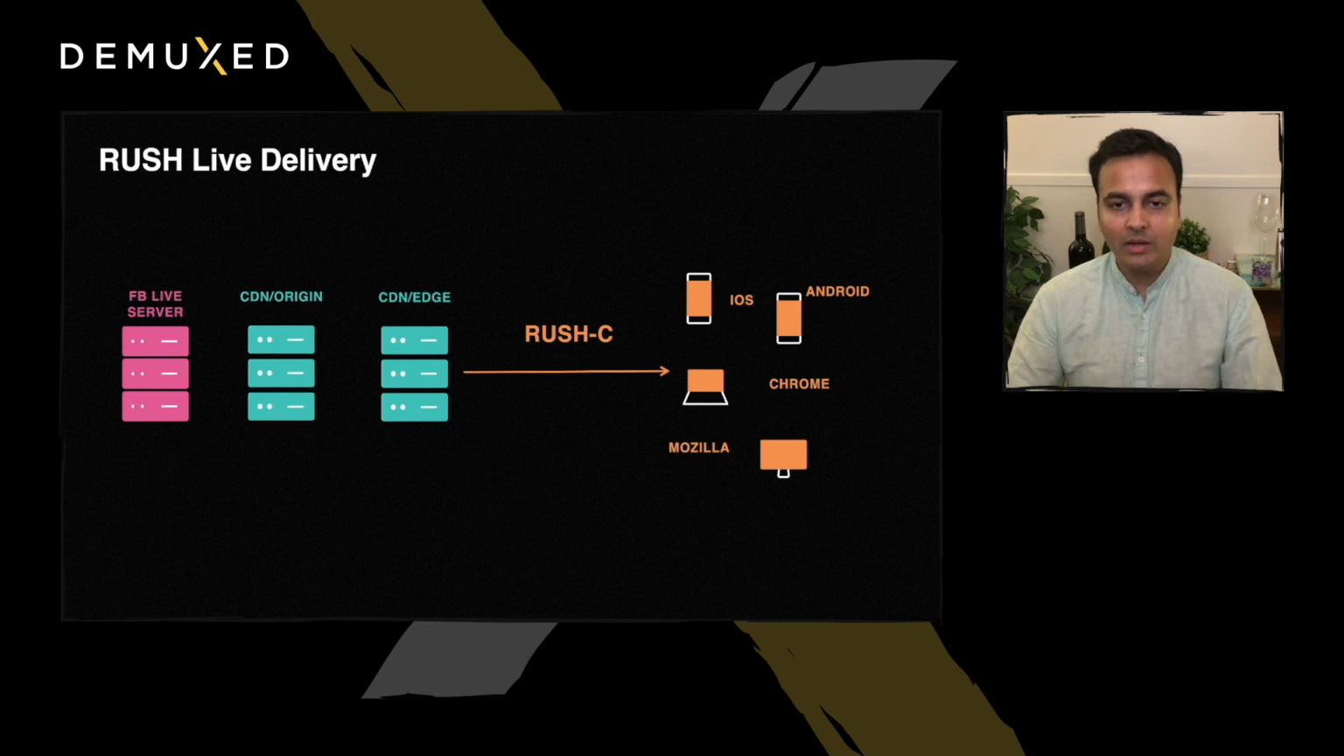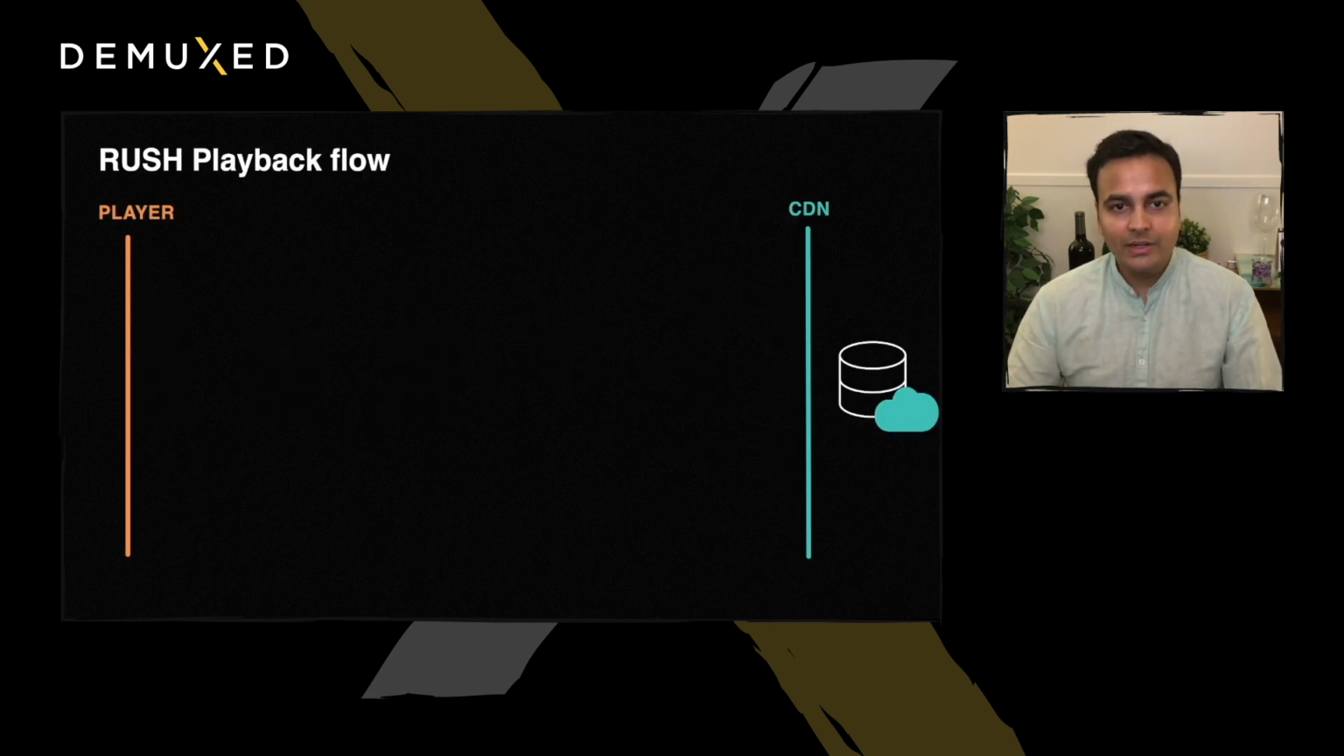Thanks, Kirill. I would love to talk about the Rush architecture. At a high level, Rush has the same components as a traditional architecture. It has a live server, it has a CDN running on origin and edge, and it has players. However, there are a few key differences. First, let's start with understanding how the playback flow works.